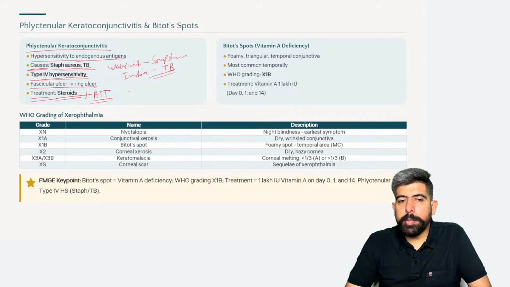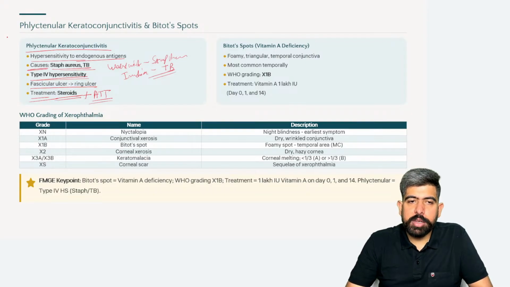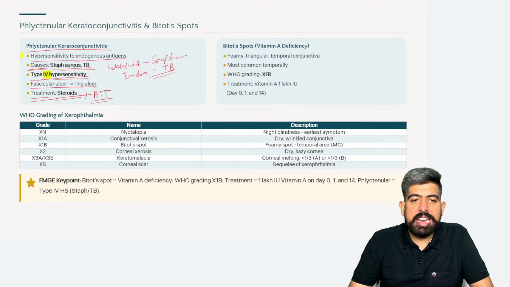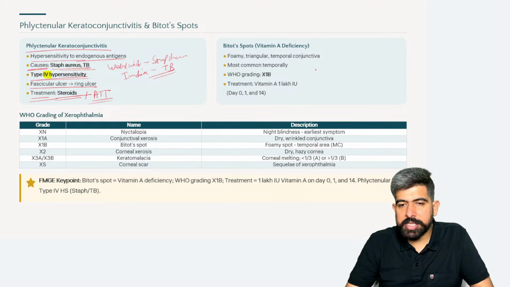So that is related to phlyctenular conjunctivitis. Very important topics. Worldwide, Staph aureus. In India, it is by the TB, and it is a type 4 type of hypersensitivity, which is delayed hypersensitivity, right?